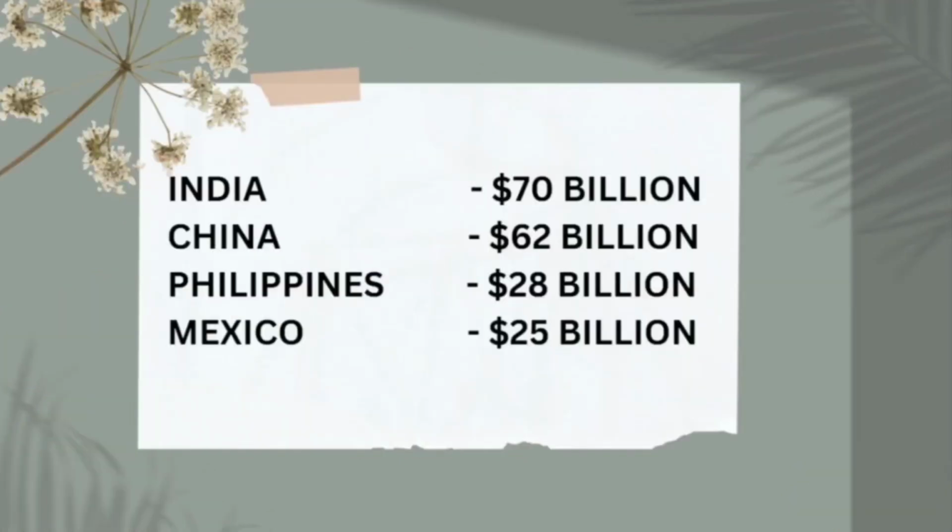In 2014, as you can see, India held the highest recorded remittance, a total of $70 billion, followed by China, $62 billion, the Philippines, $28 billion, and lastly, Mexico, $25 billion. These remittances contribute significantly to the growth of small and medium-sized industries that help create jobs.